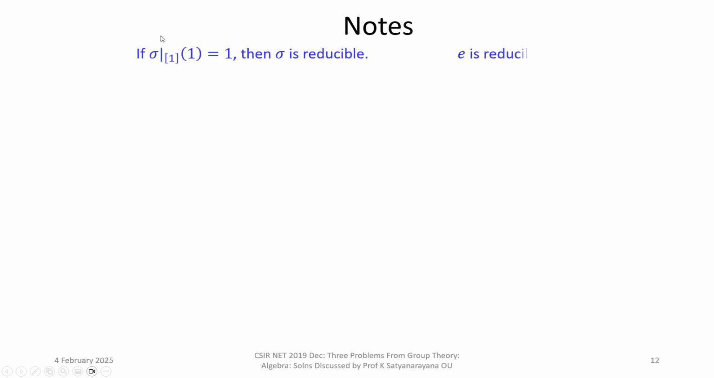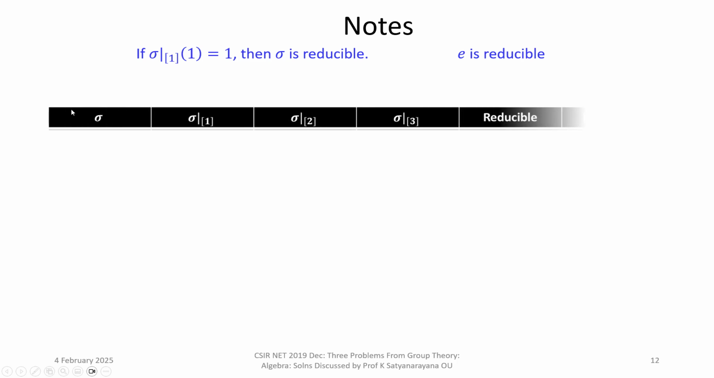Right. Now let us make an illustration with a few examples. If sigma restricted to [1], its action on 1 is 1, then sigma is reducible. Why? Because sigma on [1] is a permutation, since 1 is going to 1. When it is a permutation restricted to [1], it is not irreducible, it is reducible.